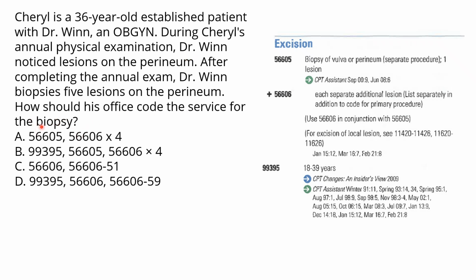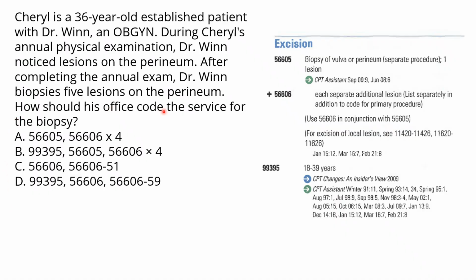Now, the last is how should his office code the service for the biopsy? So, we need to code for the biopsy. These are the important data points that we have collected over the encounter. So, let us see what these codes are. 56605 is a biopsy of the vulva or the perineum, first lesion, and 56606 is each separate additional lesion. So we have 5 lesions. So we will require one code, and this is the add-on code, and that we will require 4.